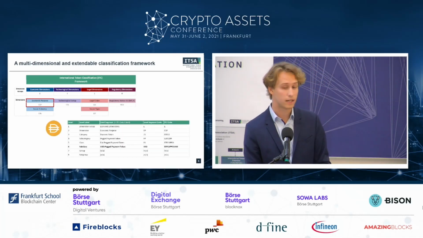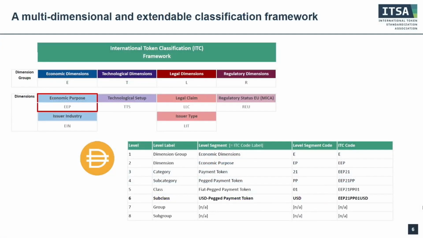So as an example, we're looking at the DAI stablecoin. This coin, for its economic purpose, is categorized as a US dollar pegged payment token, USD. You can see kind of how the codes break down on the right. We begin with the dimension group E, economic dimensions. We move on to economic purpose, EP, and so on, payment token code 21, fiat pegged payment token, then code 01, and USD pegged USD. And this is nice because once you've classified some tokens, you can filter and search not only by your final code, but you can also, for example, filter and draw statistics based only on pegged payment tokens as opposed to the final classification.